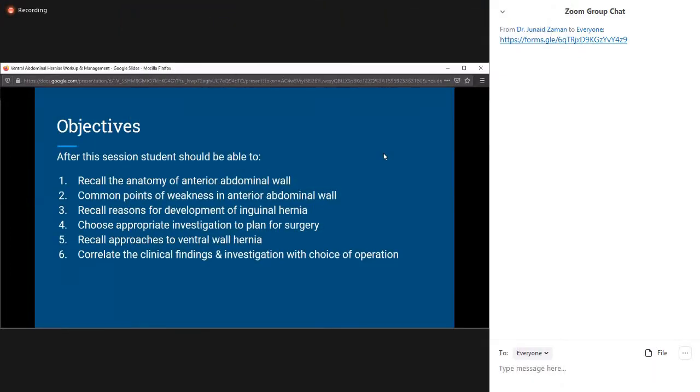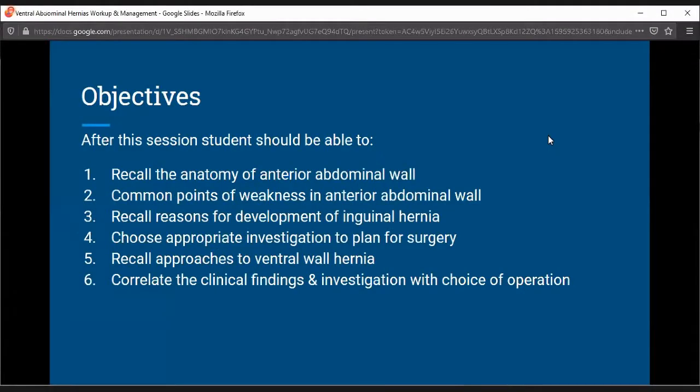We'll just be going over a small recall of the anatomy of the anterior abdominal wall and common points of weakness in the anterior abdominal wall. That's what we're going to discuss. And recall reasons for development of hernias. It's not inguinal hernia, sorry, this is a misprint. It's the development of ventral hernias. And then we'll choose appropriate investigations to plan for surgery.